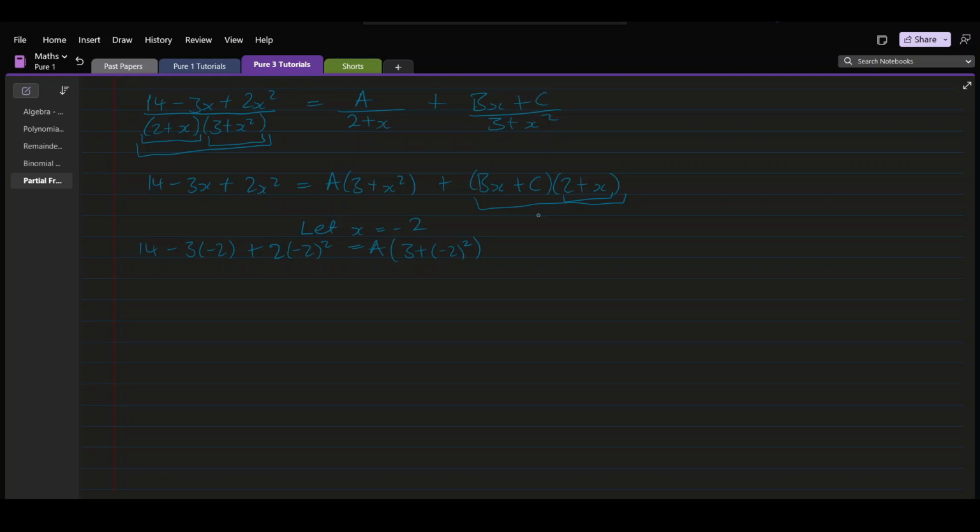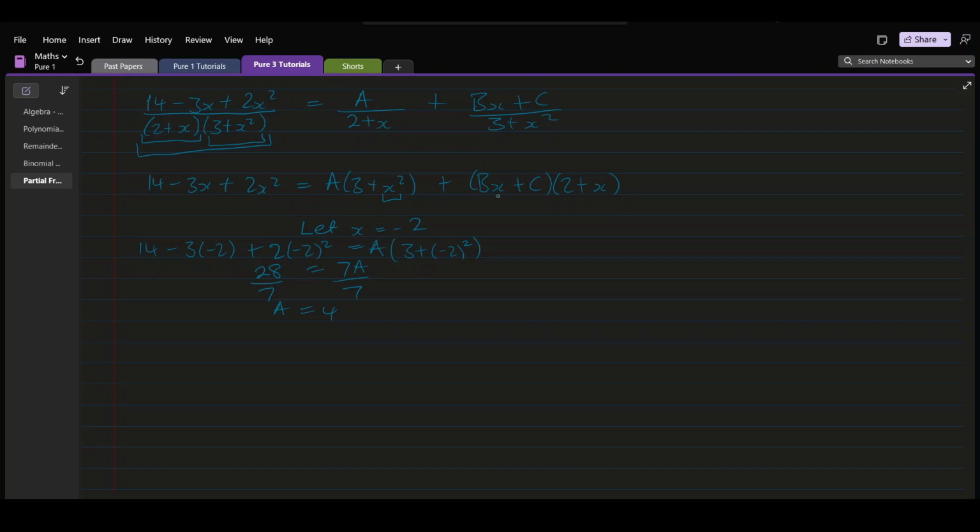That's 14 minus 3 times negative 2 plus 2 times negative 2 squared. So that gives us 28. On the right hand side, we have 3 plus 2 squared, which gives us 7. So that's 7a. Divide both sides by 7, you get a is equal to 4. And now if we go back to our equation over here, you notice that no value of x here will cause this bracket to equal 0.